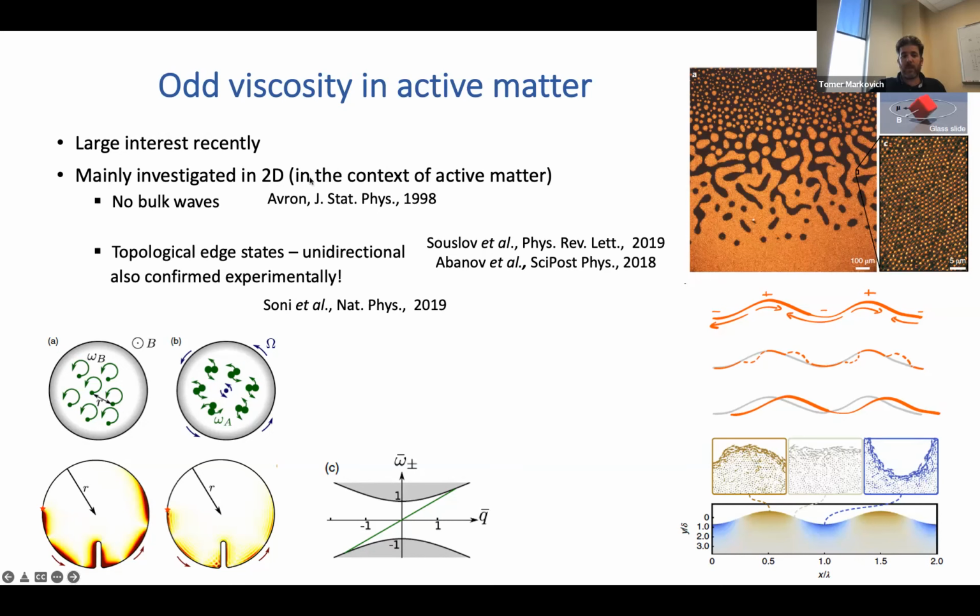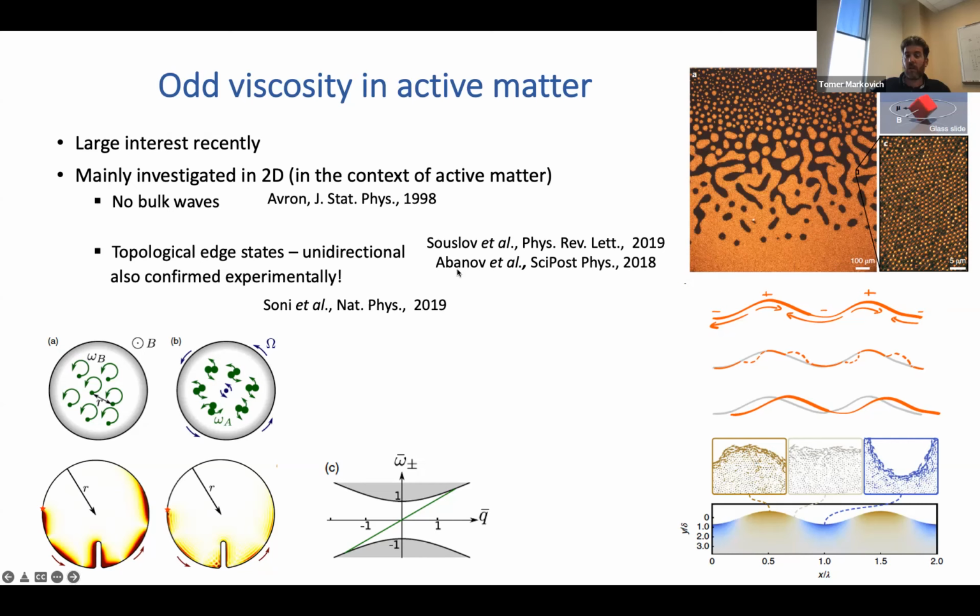In the context of plasmas with magnetic fields, there were discussions even 50 years ago about odd viscosity in 3D materials, but this is very different from what we're talking about now, so I will not talk a lot about that. Two important phenomena that I want to point out are that in 2D there are no bulk waves in odd materials, but you have topological edge states. You can see that the surface states in those materials only propagate in one direction.